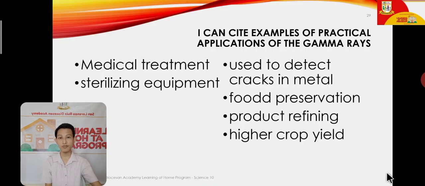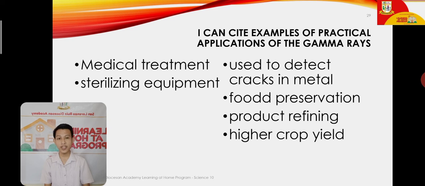Okay, so it is used for medical treatment, lalo na sa mga cancer patients kapag sila ay pumapasok sa loob ng MRIs. Sterilizing equipment, ginagamit din siya for sterilization, pero mostly sa mga food processing or sa mga kailangan talagang sterilized na equipment before it will be used. Okay? Used to detect cracks in metal. Okay, nadedetect din nila kung may mga sira dun sa metal para malaman kung authentic. Food preservation, yun nga, yung tinatawag nating food irradiation.